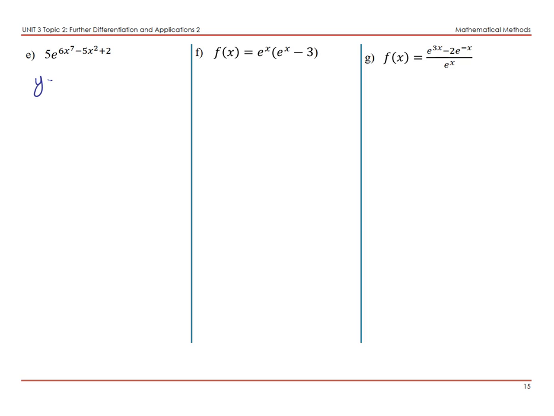Next, y equals 5e to the 6x to the 7 minus 5x squared plus 2. dy/dx, rewrite what you have. Then multiply by the derivative of the power, 42x to the 6 minus 10x. And then neaten that up, 5. I'm going to bring that derivative out the front.